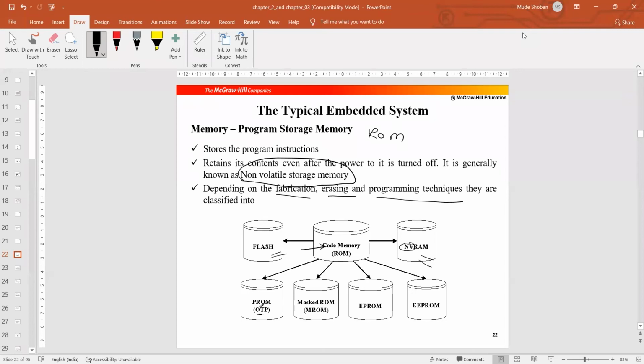Next, masked ROM, masked read-only memory. The third one is EPROM, which stands for erasable programmable read-only memory. The last one is E square PROM, the double E stands for electrically erasable programmable read-only memory. Light will be passed on the content, and with that light the data will be erased. Right? So these are the categories in the program memory, the read-only memory itself. How many categories can you see? One-time programmable memory, maskable read-only memory, erasable programmable read-only memory, and electrically erasable.